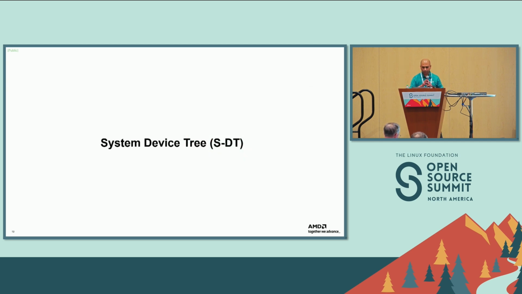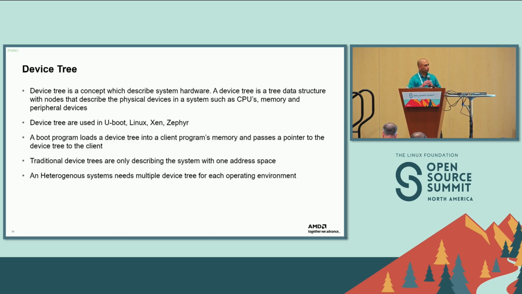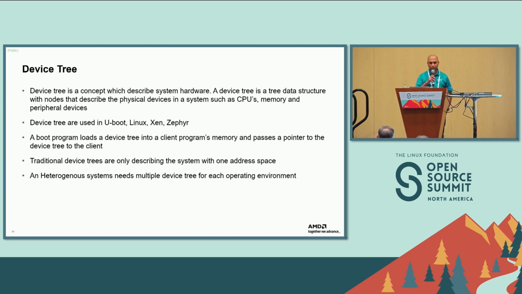Next, we're going to talk about the system device tree. Before that, we're going to talk a little bit about device tree. Device tree is nothing but a hardware description you write for a particular hardware device. This device tree is a data structure with all the nodes you need for a physical device, such as CPU, memory, and peripheral devices. Device trees are used in U-Boot, Linux, Xen, and Zephyr projects. In order to load a bootable operating system or the bootloader, we require the device tree, and it uses the client memory and passes the pointer to the device tree to the client.